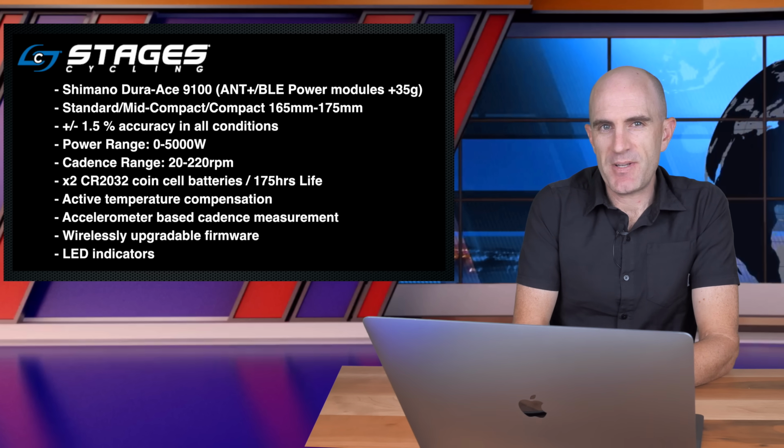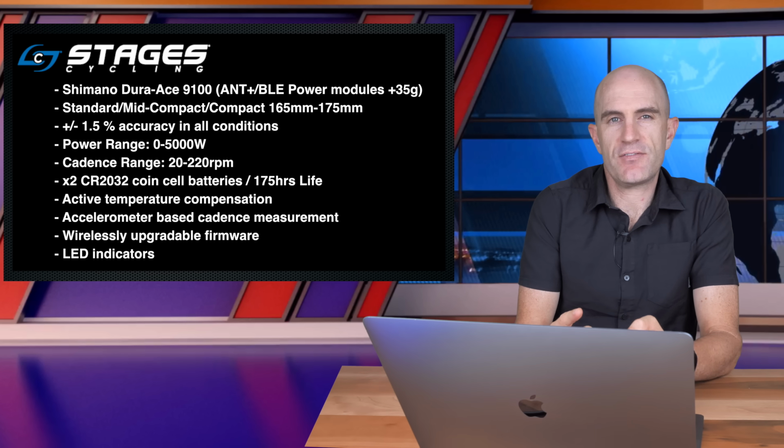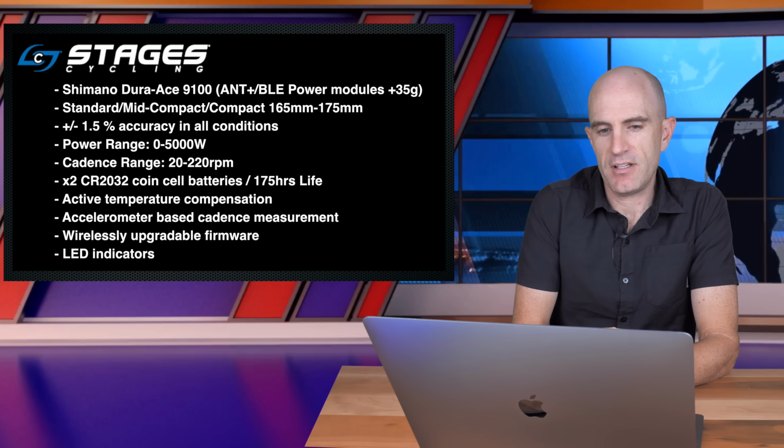Jumping straight into the technical specifications of the unit, it is based on the Shimano crankset as mentioned, the power modules adding only 35 grams to the crankset itself. It comes in standard, mid-compact or compact with sizes from 165 through to 175 mil. Power meter accuracy is claimed at plus or minus 1.5%. The power range, 0 watts up to 5,000 watts. Cadence range, 20 to 220 RPM.